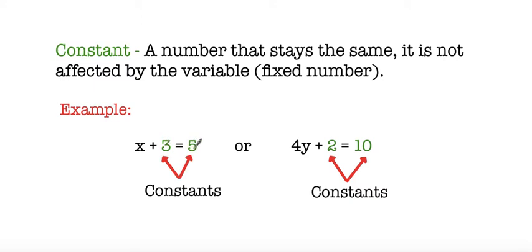And then it equals to 5. So even though there's an equal sign here, 5 is also a constant because there's no variable in front of it. And here I have 4y plus 2 is equal to 10. Notice that the 4 is not a constant, it's a coefficient because it's in front of the variable. But these two don't have any variables after them, so they're both constants. They're fixed numbers.